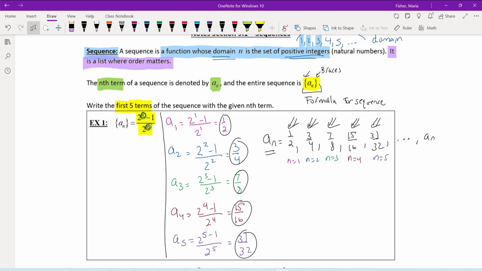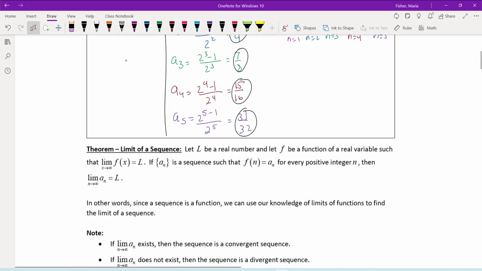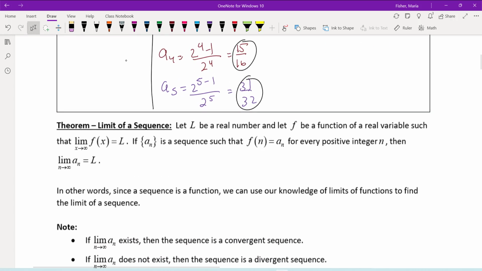Again, you can see that a sequence is just a list of numbers where order matters. One of the main things that we are going to be concentrating on in this section is what the limit of a sequence is. We say this: if L is a real number and f is a function of real variables such that the limit as x goes to infinity of f of x is equal to L, then if our sequence a sub n is a sequence such that we can rewrite this sequence as a function for every positive integer n, then the limit as n goes to infinity is equal to L.